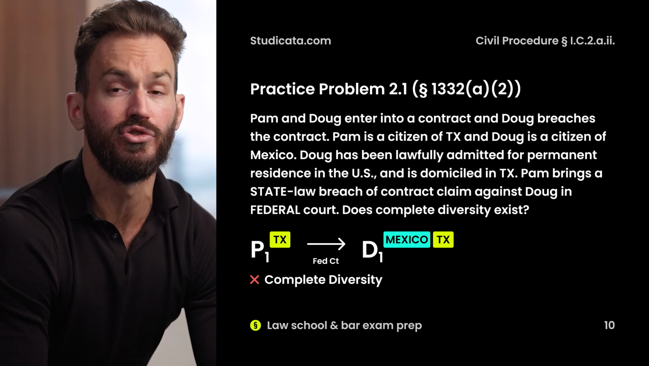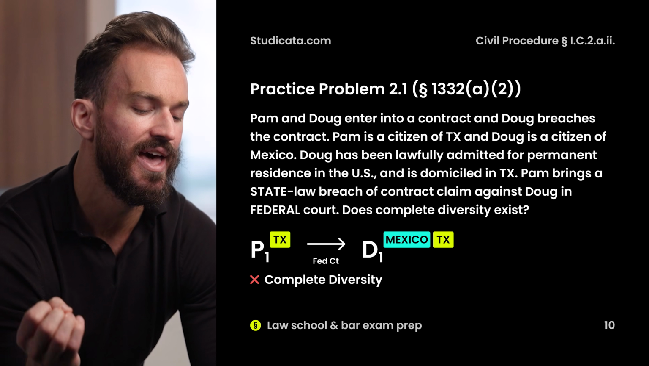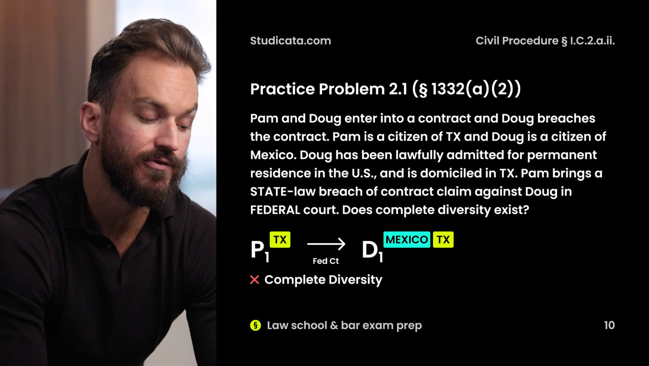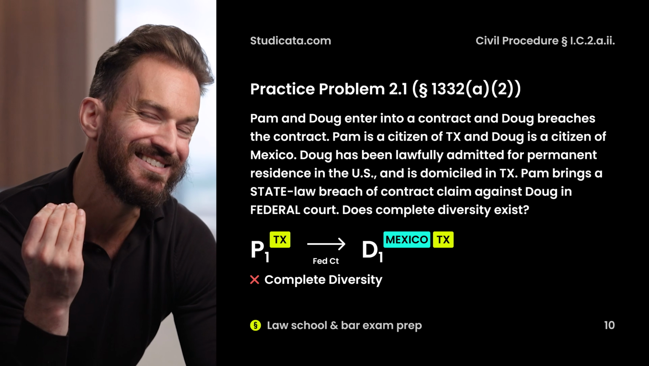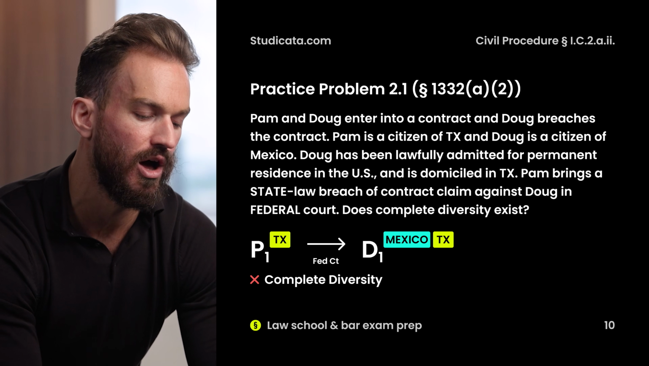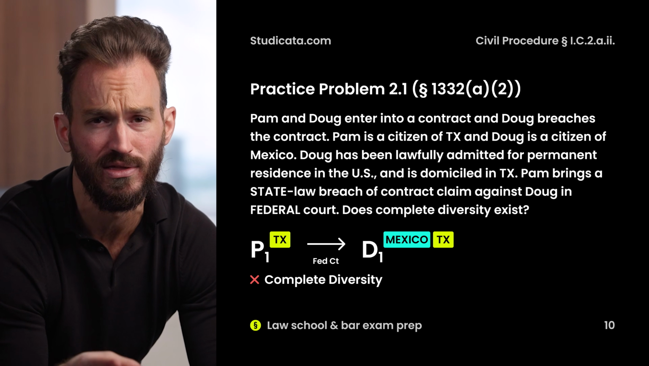Pam and Doug enter into a contract and Doug breaches the contract. Pam is a citizen of Texas and Doug is a citizen of Mexico. Doug has been lawfully admitted for permanent residence in the United States and is domiciled in Texas. Pam brings a state law breach of contract claim against Doug in federal court. Does complete diversity exist between the parties?